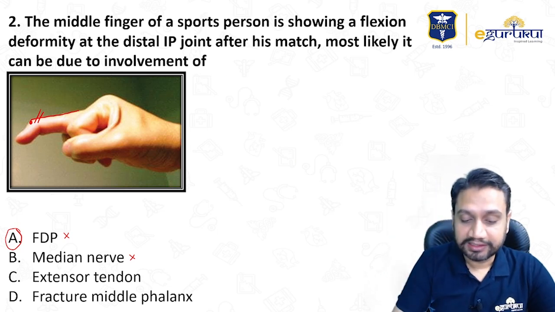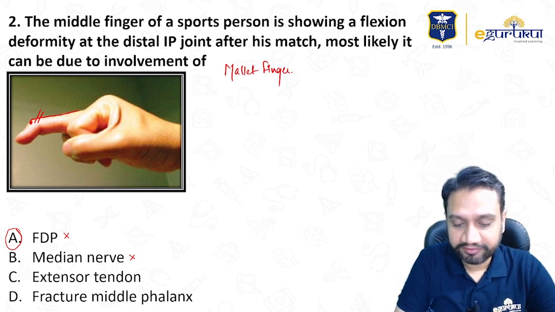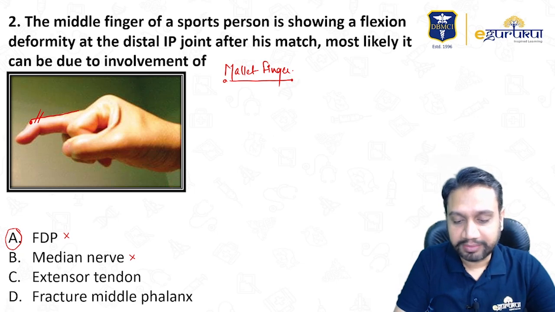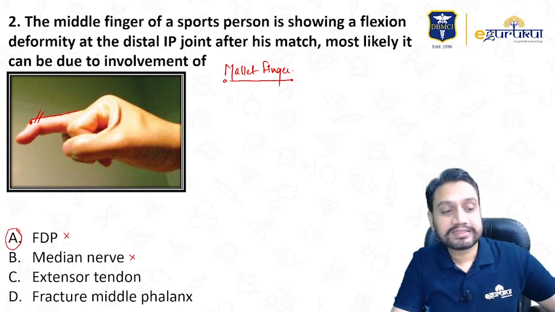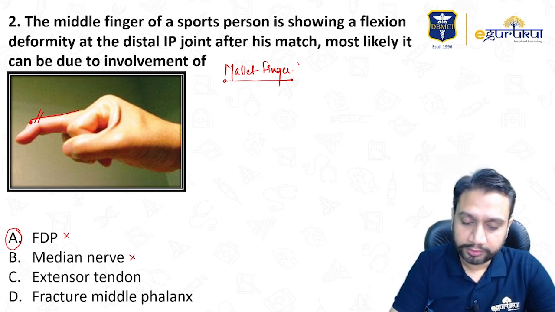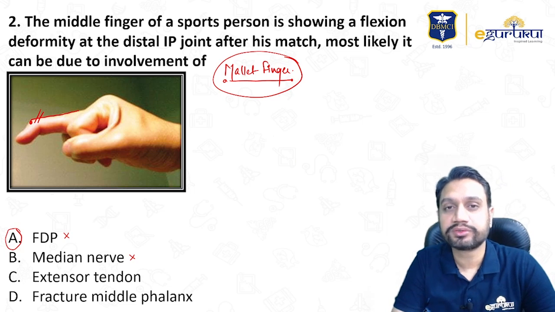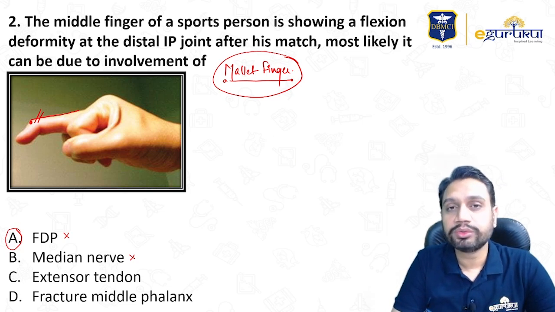So what exactly is that? This is what we call a mallet finger. I hope everybody remembers that, the mallet finger. So mallet finger is the avulsion of the extensor tendon from the distal phalanx. That's what we call a mallet finger. So when you talk about these kind of deformities or simple conditions, the injuries in the hand, the soft tissues, ligamentous, I want you to learn or remember 3 important conditions.